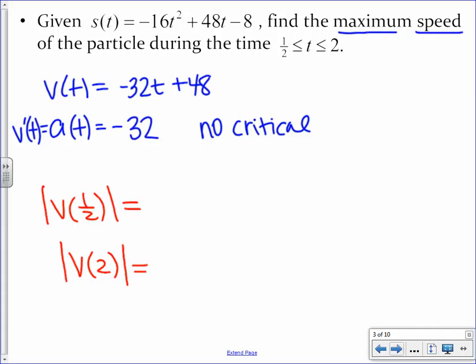Pods 1 and 2, please find me the speed at 1/2. Pods 4 and 5, please find me the speed at 2.